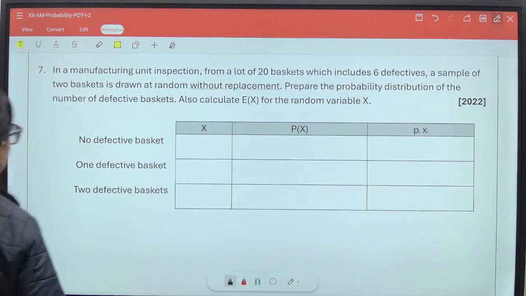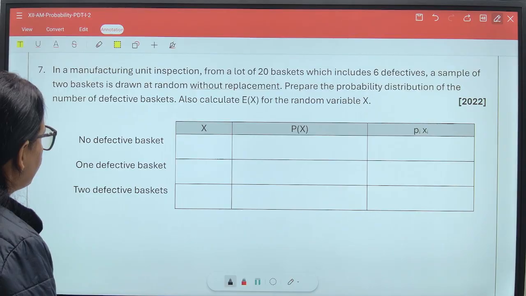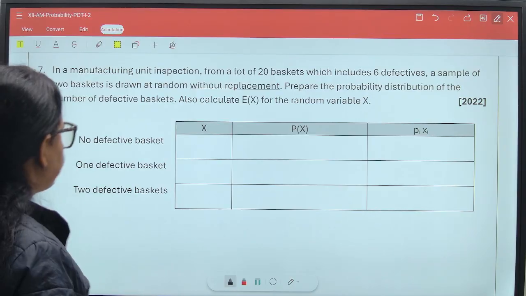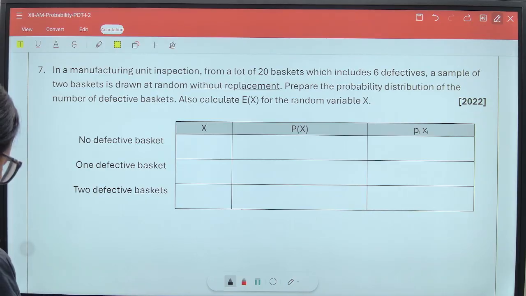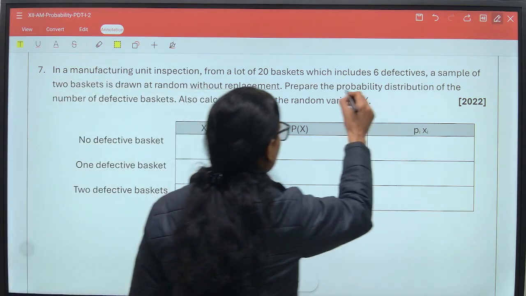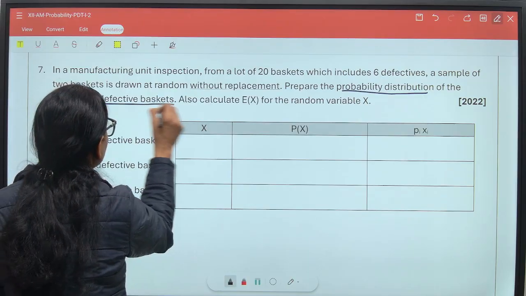In a manufacturing unit inspection from a lot of 20 baskets, which includes 6 defectives, a sample of 2 baskets is drawn at random without replacement. Now here the keyword is without replacement. Prepare the probability distribution of the number of defective baskets. Also calculate EX. EX means expectation or the mean for the random variable X.